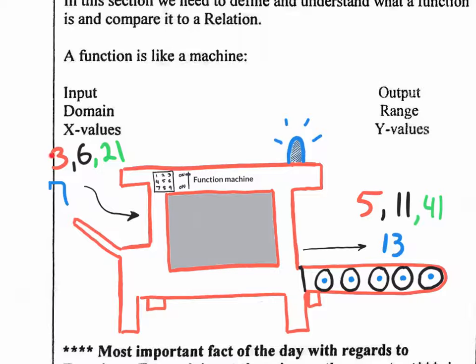Look, if I take 3 and double it, that's 6. 6 take away 1 is 5. Take 6, double it, that's 12. 12 take away 1 is 11. 21, double it, it's 42. 42 take away 1 is 41. So you got it. You double it, and then you subtract 1. Now, how are we going to write that as an equation? We're going to write it as the equation y equals 2x minus 1.